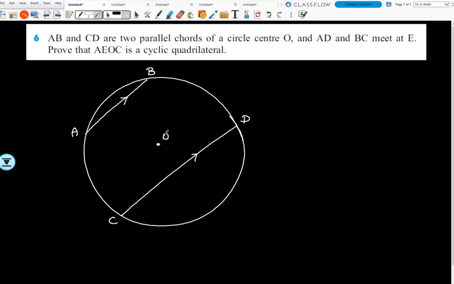AD and BC meet at E. Prove that AEOC is a cyclic quad. Oh, that was bad.